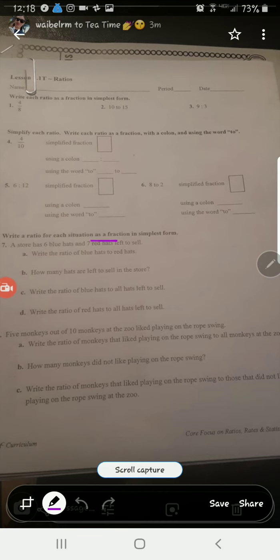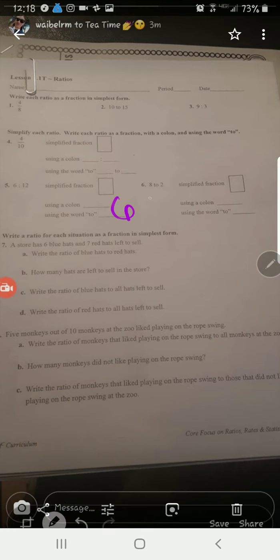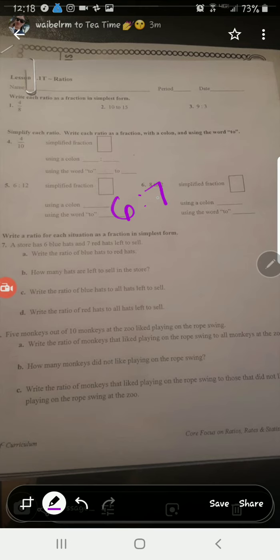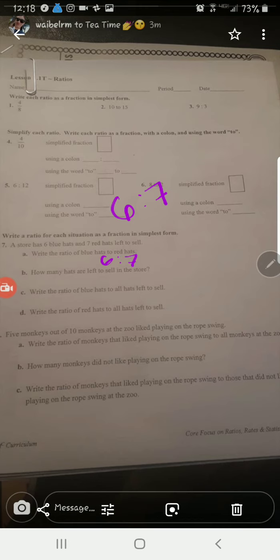So write a ratio for each situation as a fraction in simplest form. So you're just writing the ratios. A store has 6 blue hats and 7 red hats left to sell. So compare those two. 6 blue hats to 7 red hats. A, write the ratio of blue hats to red hats. So we've already done that. That would be our 6 to 7.